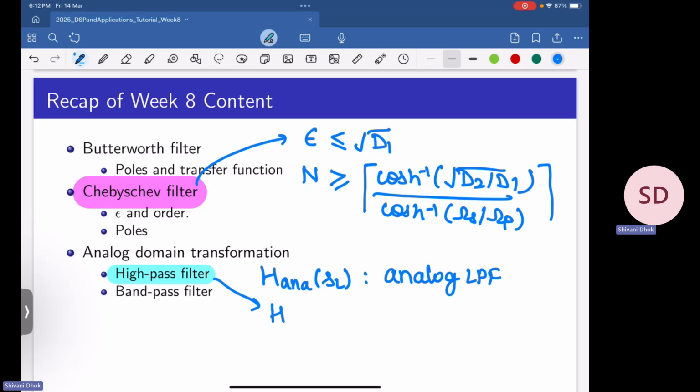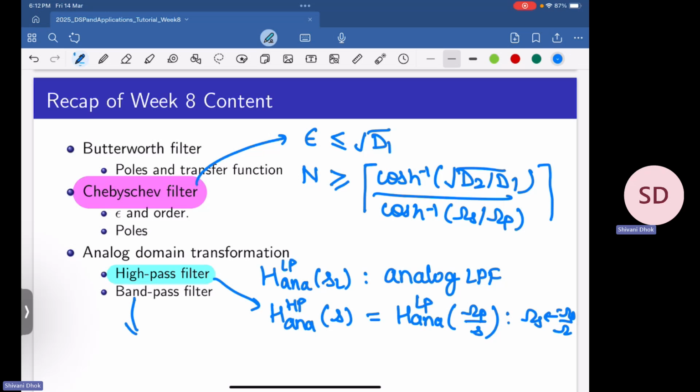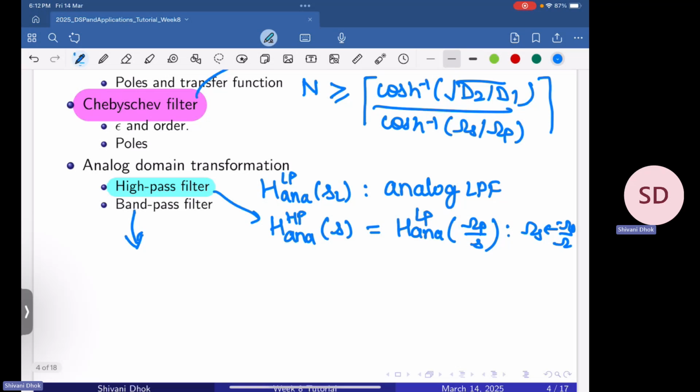So we'll get H analog HP of S, which is equal to H analog LP with SL set as omega P by S. So for this what we do is we set SL as minus omega P by S, and for the band pass filter, we set SL as S square minus omega naught square divided by BS.